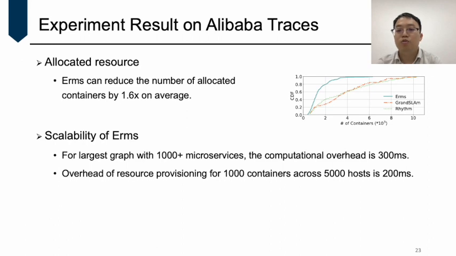We replayed the trace from the Alibaba production cluster to evaluate Erms and the baseline schemes. The result shows that Erms can reduce the number of allocated containers by 1.6 times on average compared to the baseline schemes. Moreover, Erms can be used in the production cluster with low overhead.